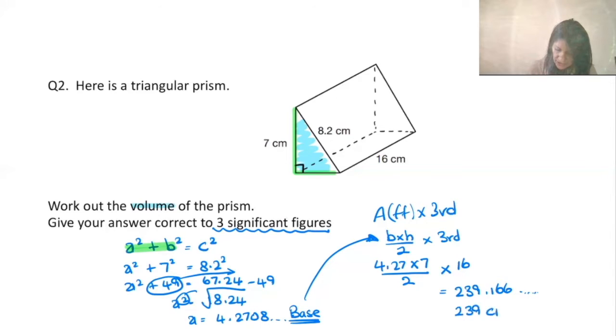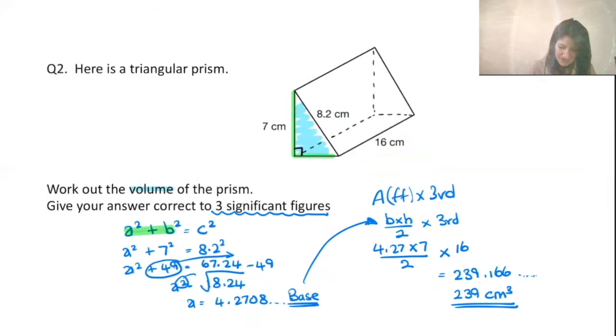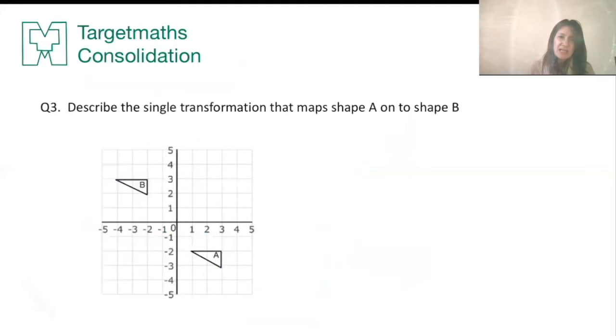239, remember your units, centimeters cubed, and you're done. All right, so well done if you got that right. Next question. Describe the transformation. Hit pause, press play when you're ready.